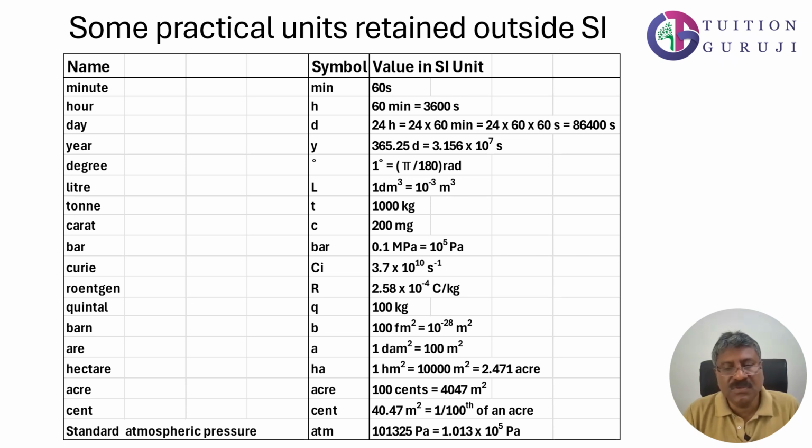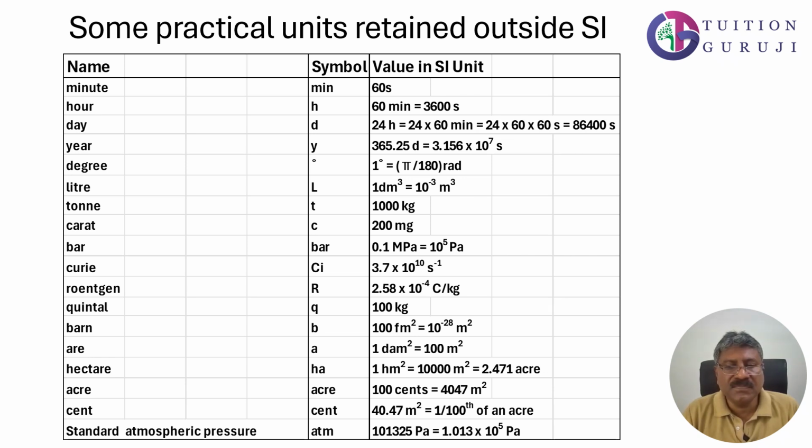1 carat is 200 milligram. This is mainly used for measuring the weight of diamonds and the like. For gold we use a different unit. 1 bar is equal to 0.1 megapascal, which is 10^5 pascal. 1 curie is 3.7 × 10^10 per second, and 1 Roentgen is equal to 2.58 × 10^-4 coulombs per kilogram. These are units we use for radioactive materials.